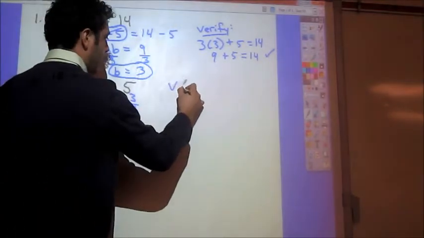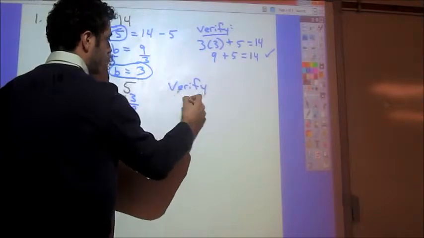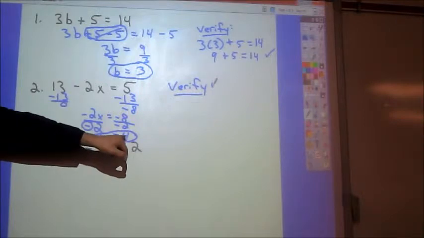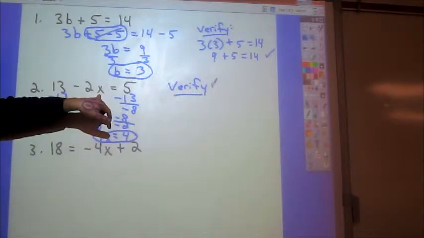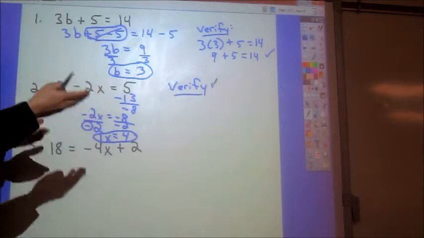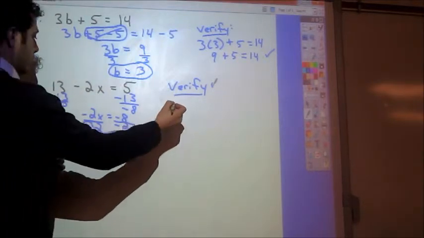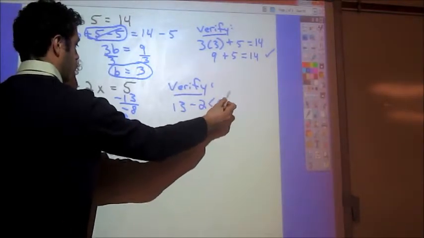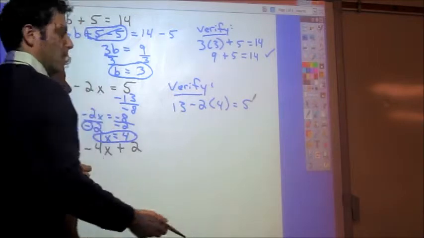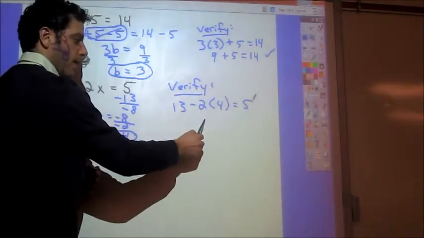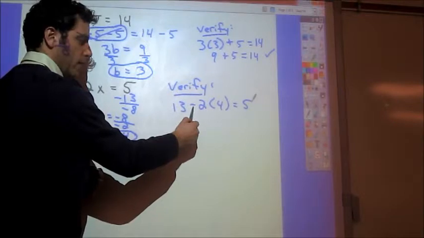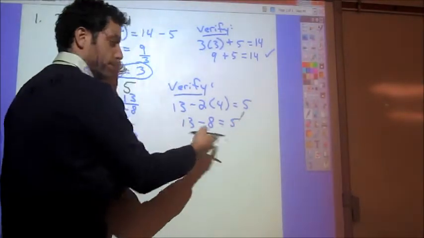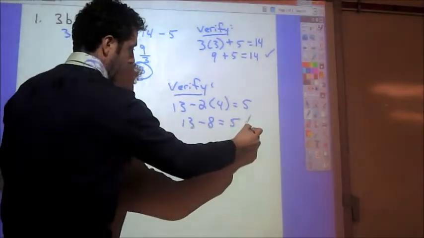Now, get into the habit of checking to make sure that you're right. Verify that you're right. If we are correct here, then we should be able to plug this number, 4, into this equation and find that it's perfectly balanced. So let's do that to make sure we've done it right. 13 minus 2 times 4 is 5. Now we'd be multiplying first, right? BEDMAS. Multiplication comes before subtraction. So 13 minus 8 is equal to 5. It looks good to me. What do you think?